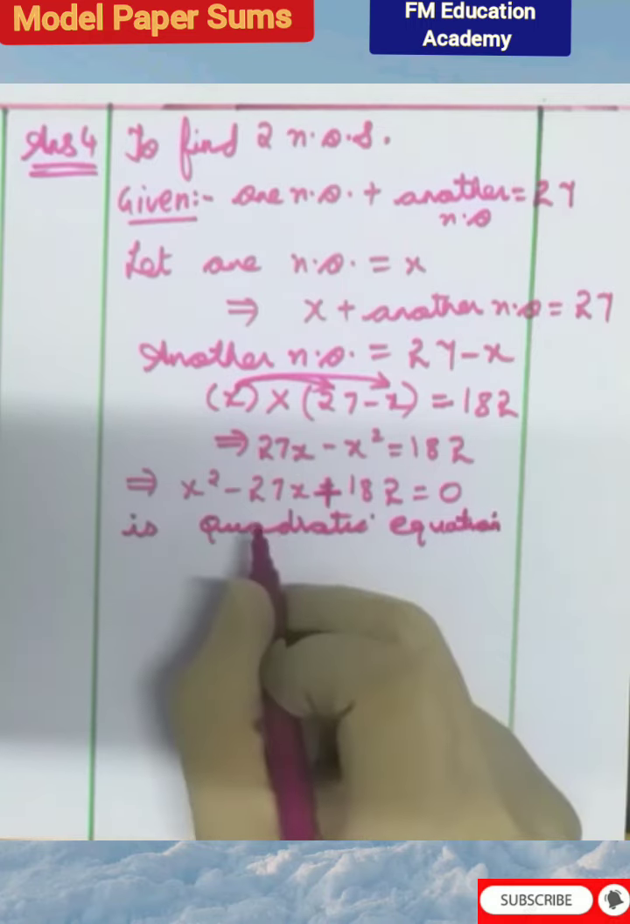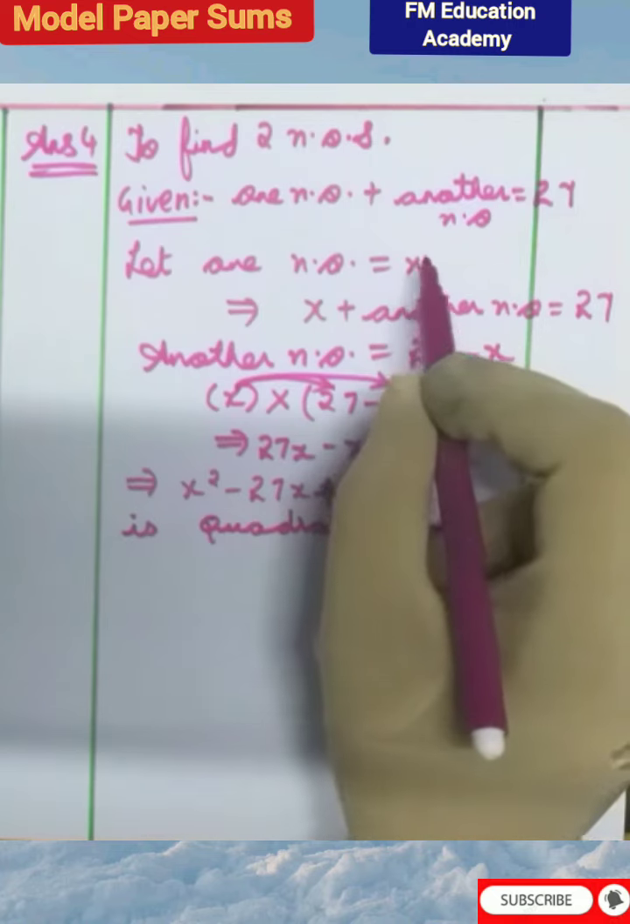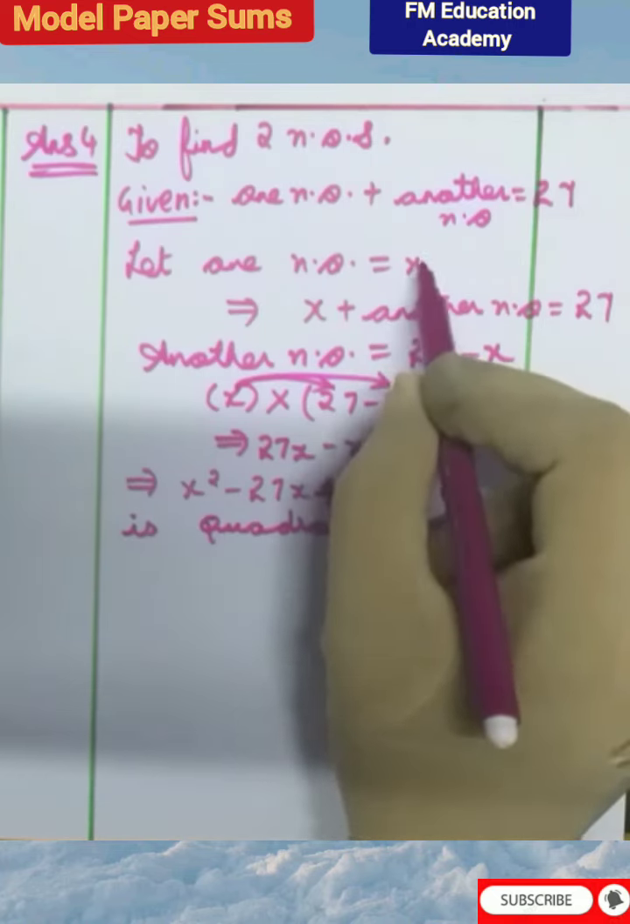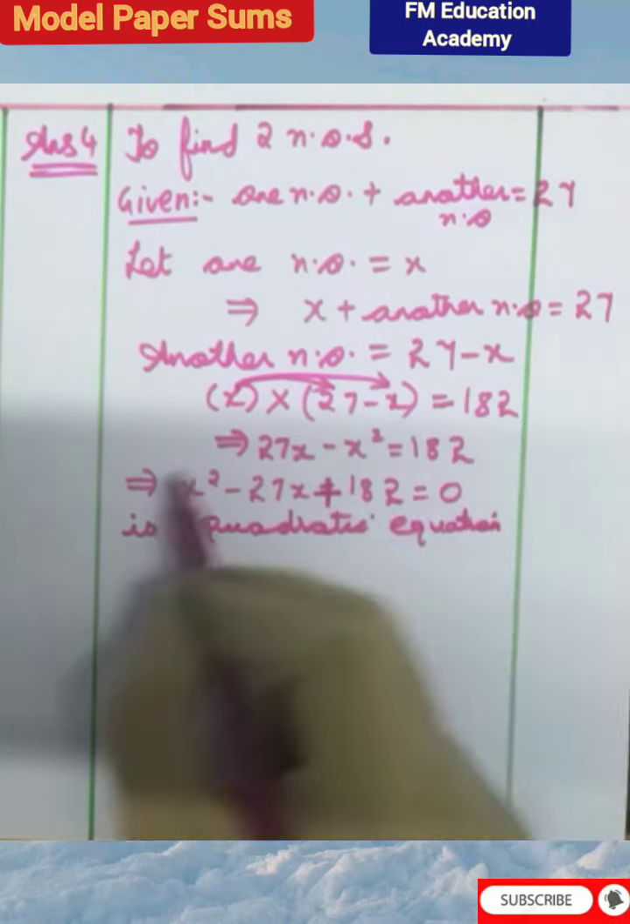So in this question it asked us to find the two numbers. We can find one number x and the other number 27 minus x only if we know the value of x. How do we find the value of x? Here we will use splitting the middle term to find the value of x.